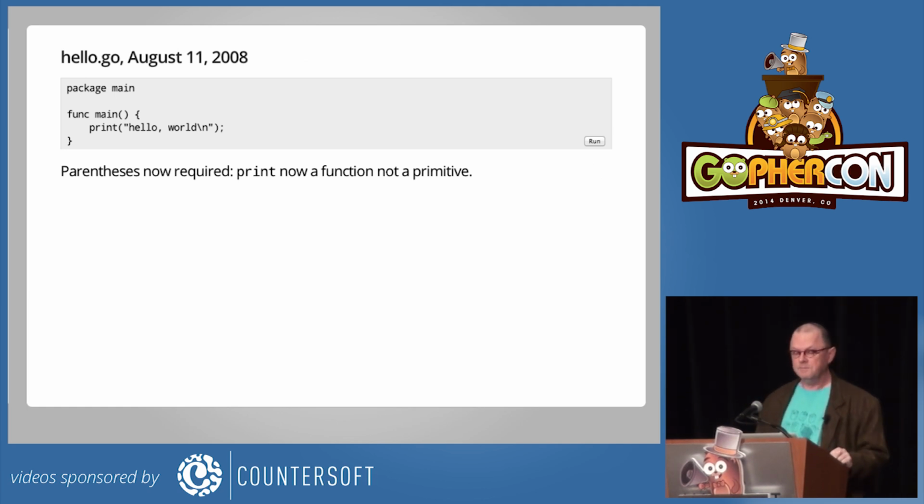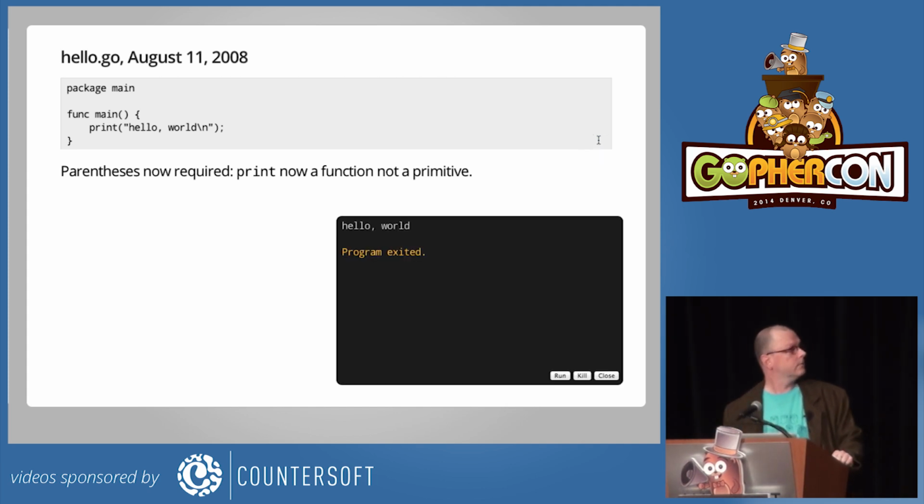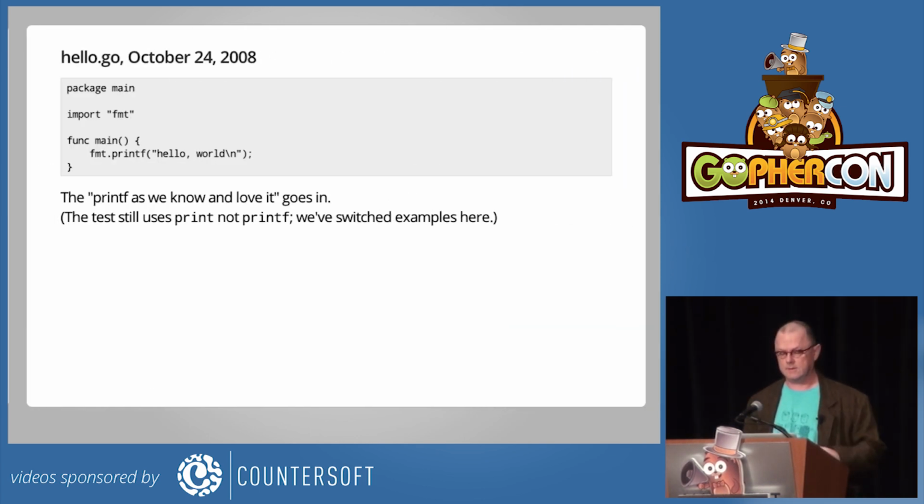The parens came in a couple months later in August, where we were starting to clean up the language a lot. We wanted to get rid of these magic words, and print became just a pre-declared identifier as a built-in function, not really any special status beyond that. And this version, I think, actually runs. So there's a working print. That's the first workable, by today's standards, hello.go.